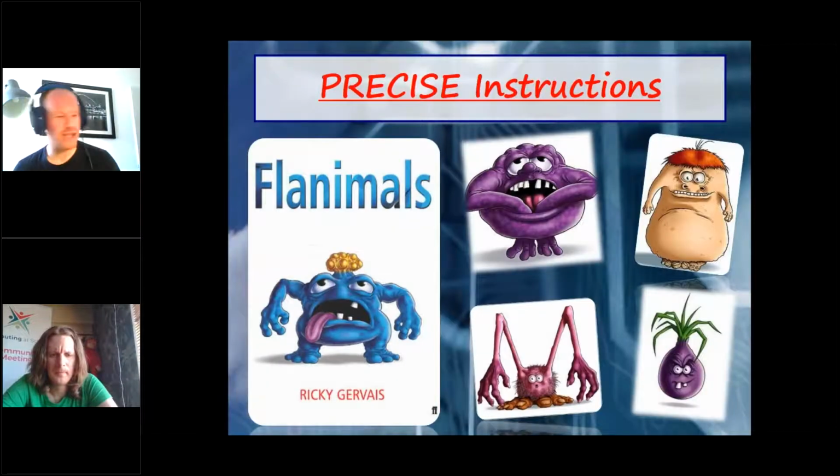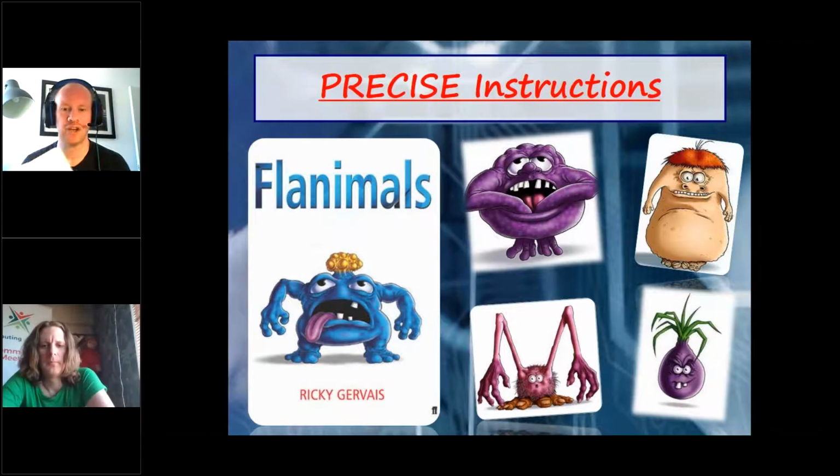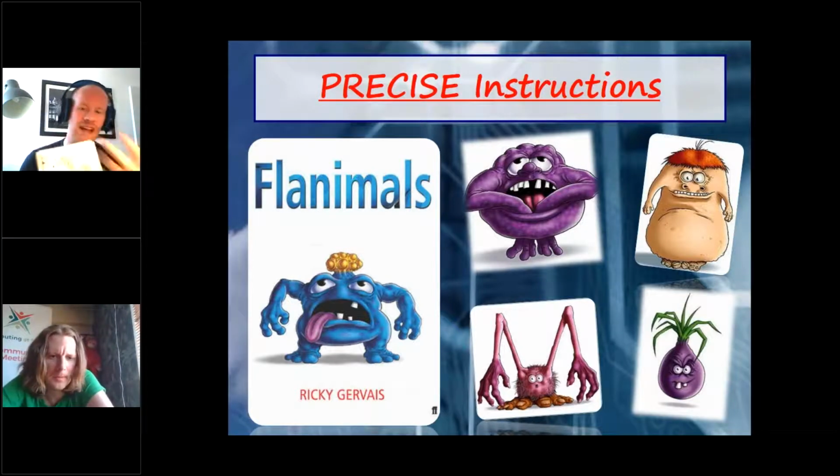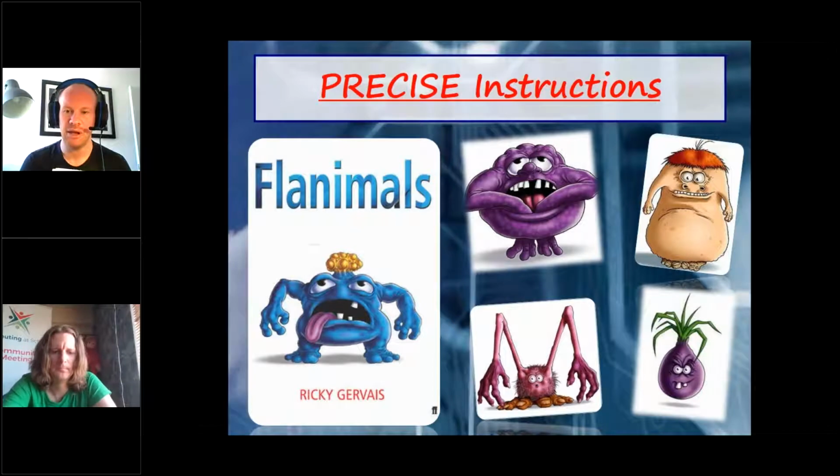And again, things like precise instructions, have a look at maybe drawn characters. This was a book I found in my loft a little while ago, Flanimals by Ricky Gervais of Office fame, and there's more Flanimals of the Deep and so on. Then I'll give each child a Flanimal. I might print them out, laminate them, and so on.